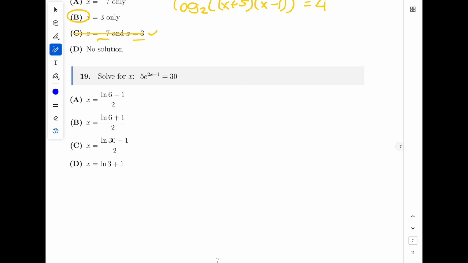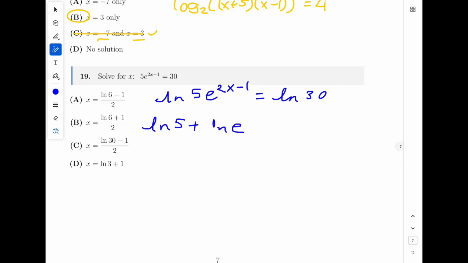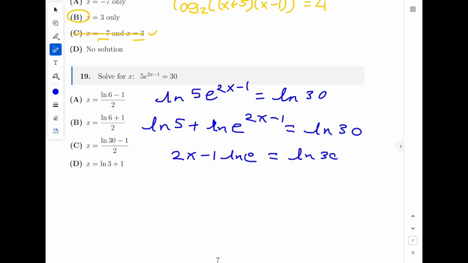So if I take the natural log, I have ln of 5 e to the power 2x minus 1 is equal to ln 30. Now using the product rule, I split it: ln 5 plus ln e to the power 2x minus 1 is equal to ln 30. Now I subtract ln 5 from both sides and use the power rule here. So I have 2x minus 1 into ln e is equal to ln 30 minus ln 5.